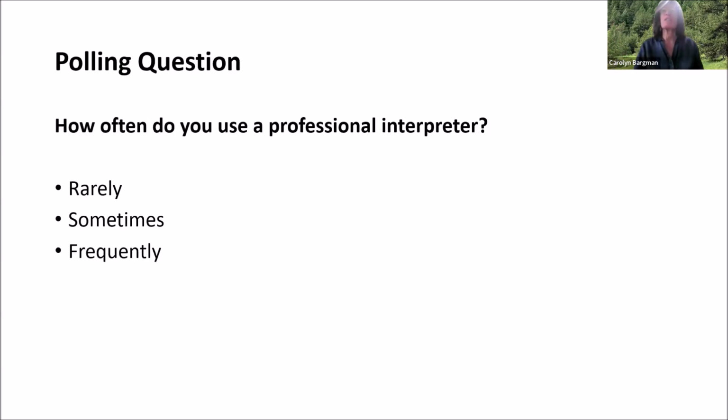So, question for you guys. How often do you use a professional interpreter? I think this is a polling question. All the time. All the time. All the time, yeah. Instantly. Frequently.